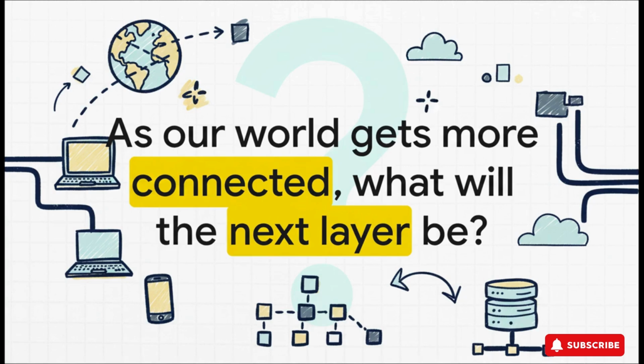It's just incredible. And it really makes you wonder, as our world gets even more connected with things like the Internet of Things and AI, are we going to need brand new layers to manage all that new complexity? What do you think the next layer of the internet will be?